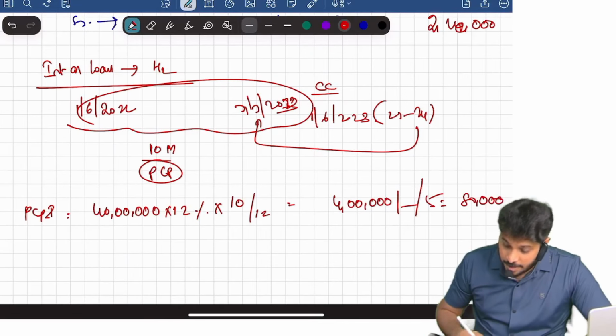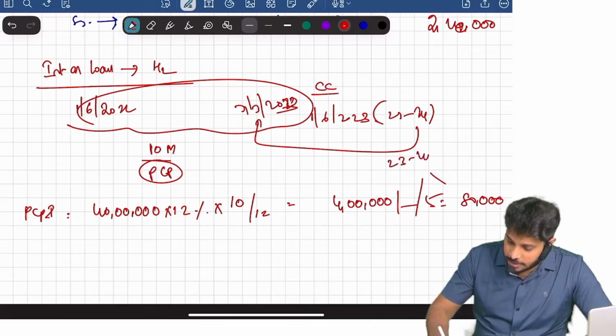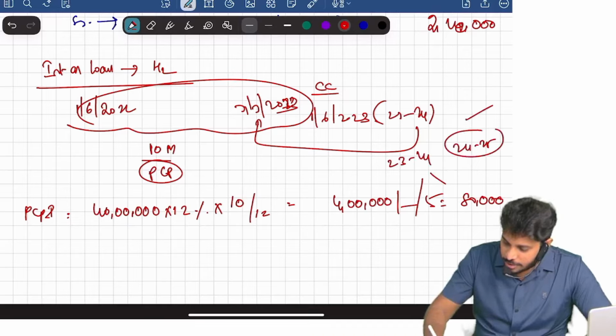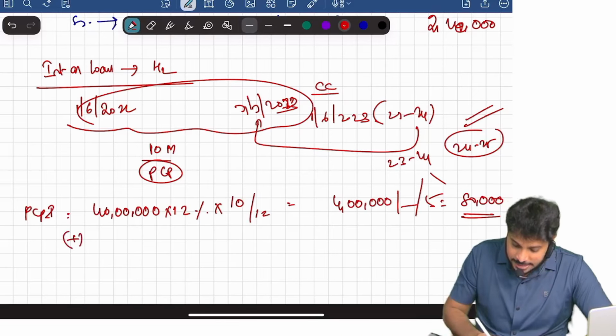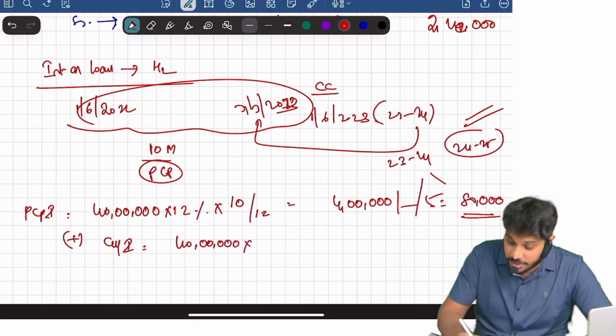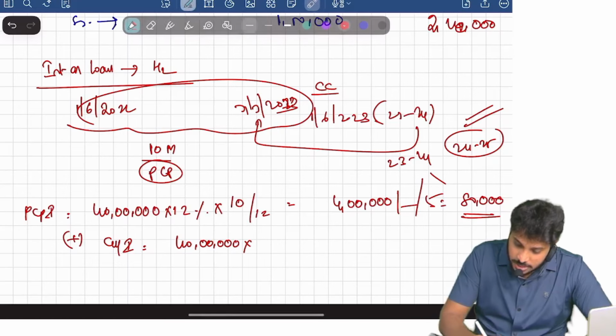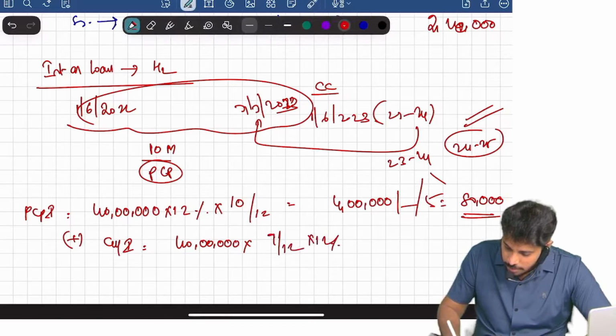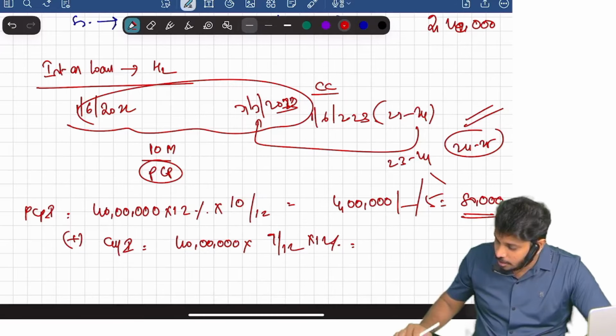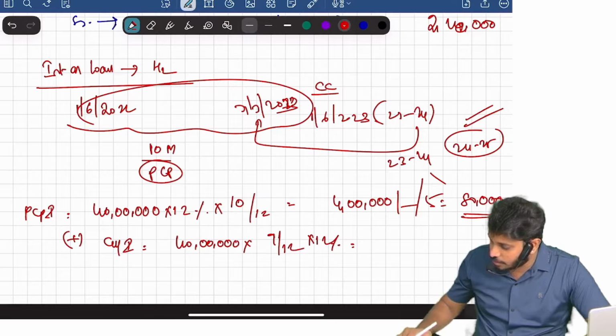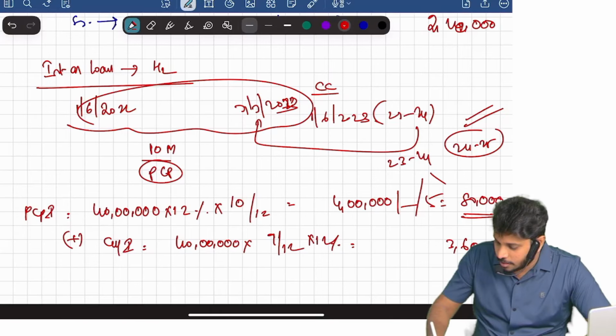The first installment will be 23-24, the second installment will be 24-25. Right now we are doing the second installment. So 80,000 I will claim plus current year interest. Remember, the 40 lakh loan is repaid on 31st December, which means here only 9 months it is outstanding. 40 lakh into 12% into 9 by 12 is 3,60,000. So total interest is 4,20,000.